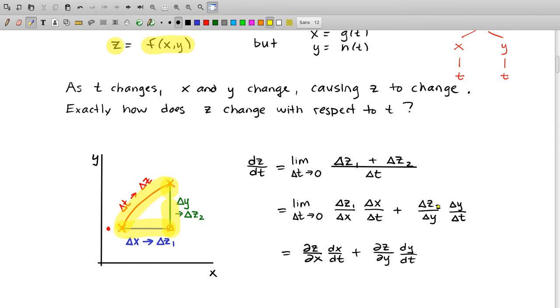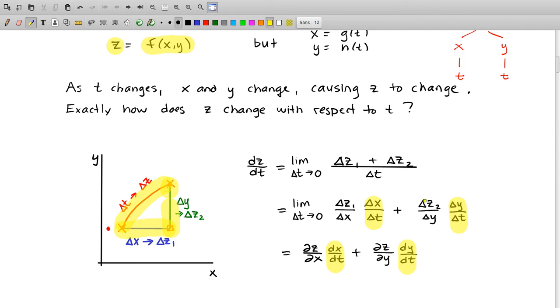And then over here, the change delta z2 is due to a change in y. So we're going to multiply by 1 in the form delta y over delta y and rearrange. So now we have delta z1 over delta x over delta t, plus delta z2 over delta y over delta t. And this is starting to look like the final result because as delta t goes to 0, this is the definition of the derivative with respect to x. Change in x over change in t as the change in t goes to 0. Similarly, this is the change in y with respect to t as delta t goes to 0.